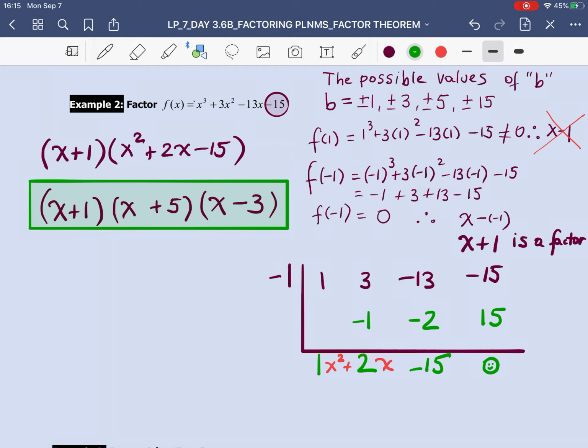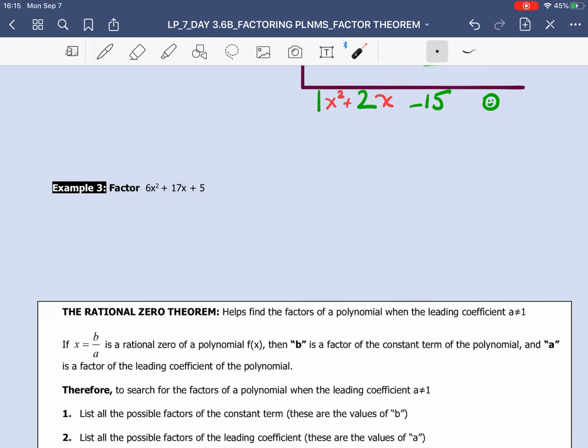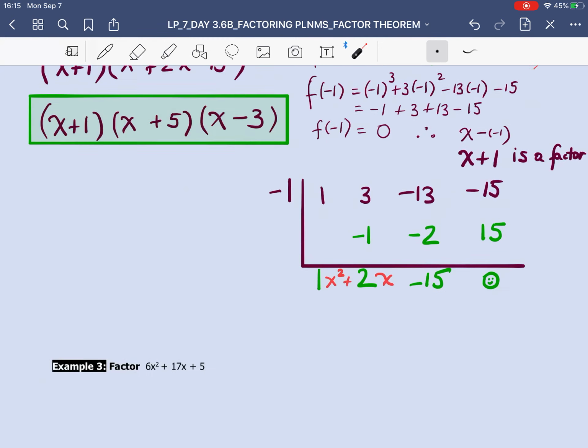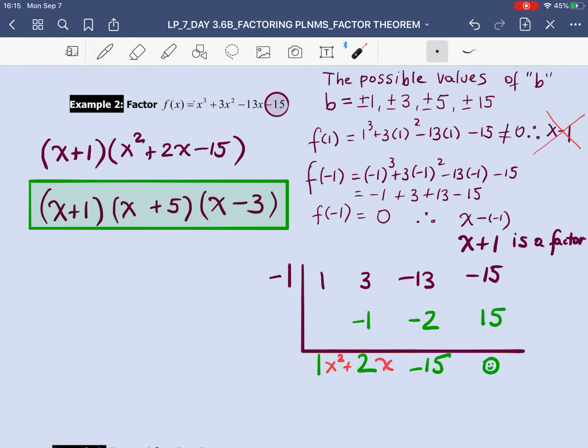If you have reached this point, I would prefer that you practice a couple of examples with polynomials where the coefficient is 1. So that will prepare us to learn how to factor polynomials where the coefficient a is different than 1. The process will be slightly different.